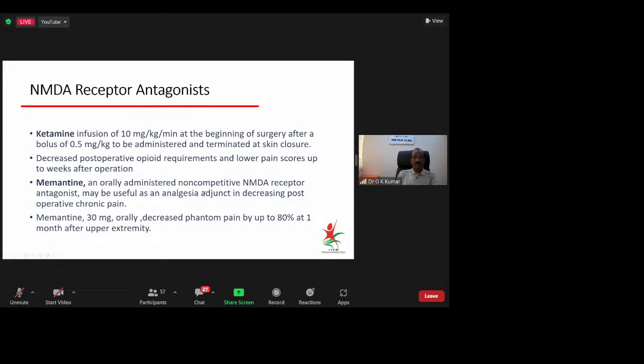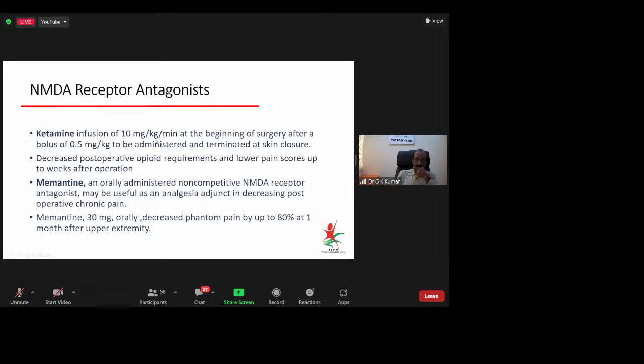Another fascinating group of drugs is always thinking of receptor antagonism within the multimodal analgesia technique. I think ketamine is the drug, but it has the limitation of psychiatric side effects.